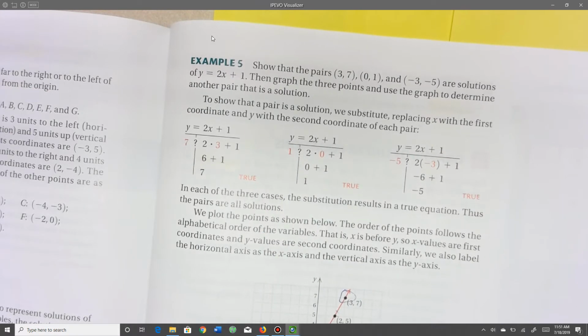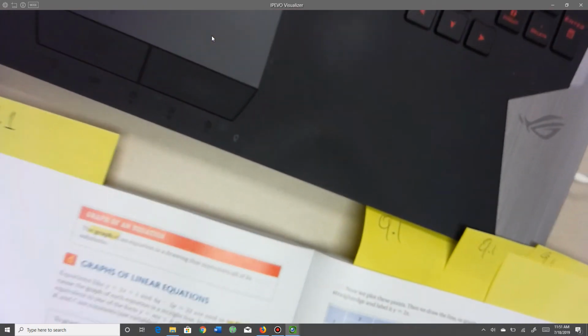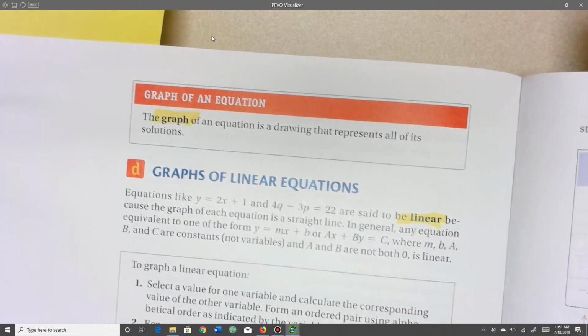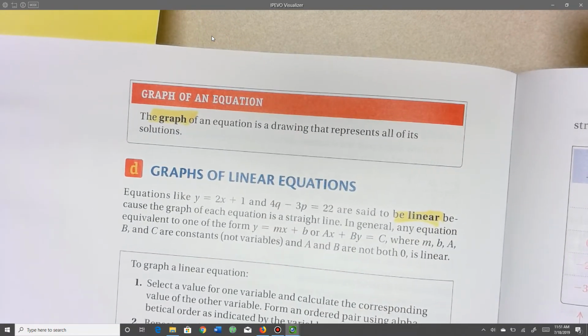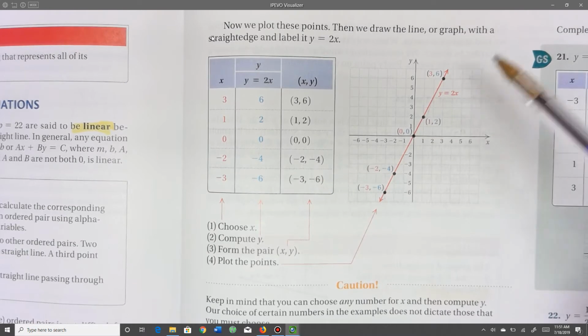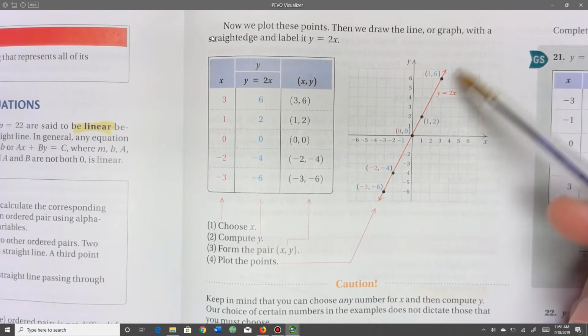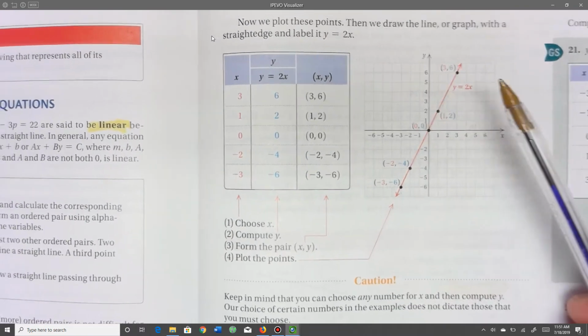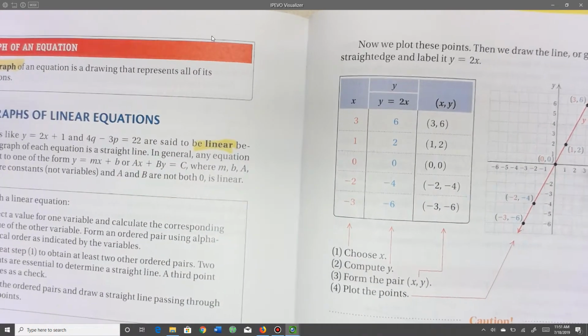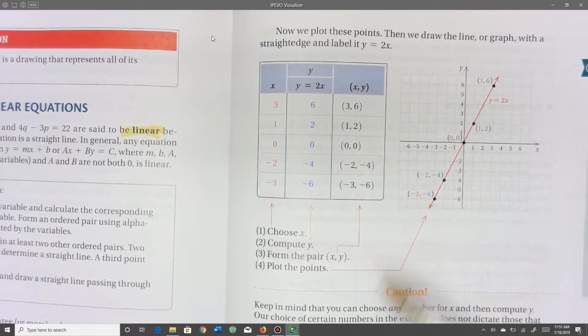Okay, let's see. Okay, let's do graph. To graph an equation means plotting it like this or drawing it like that. That means graphing the equation. Okay. In this case, we're only gonna have linear equations. In other words, graphs that look like lines.